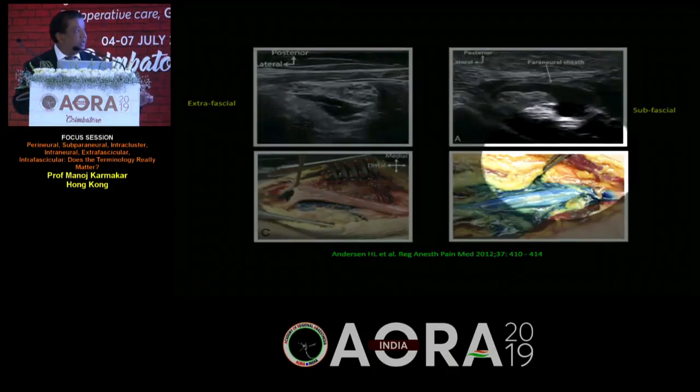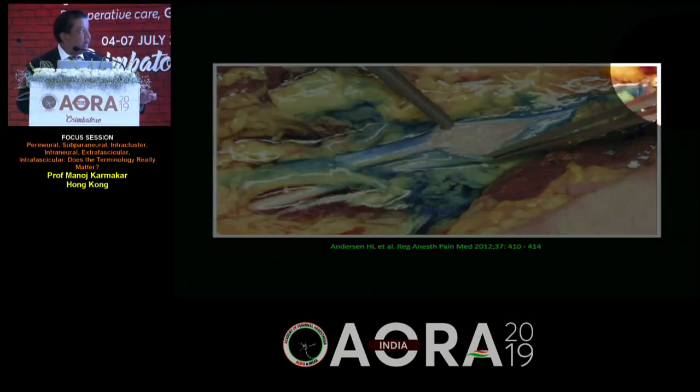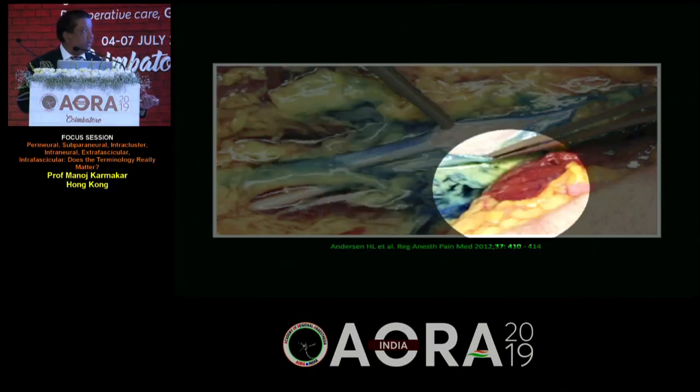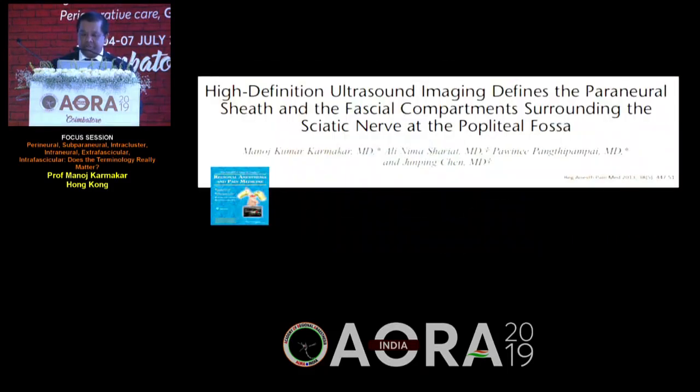And as you can see here, this dissection also shows that it doesn't stain the inside of the nerve. So this is not an intraneural injection. It is an extraneural injection, but it is subfascial, that's below the perineural sheath.